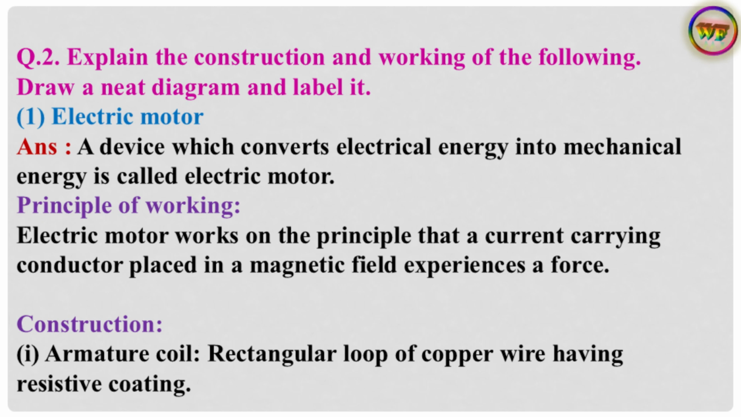Principle of working. An electric motor works on the principle that a current-carrying conductor placed in a magnetic field experiences a force. Construction. Point 1. Armature coil, a rectangular loop of copper wire having resistive coating.